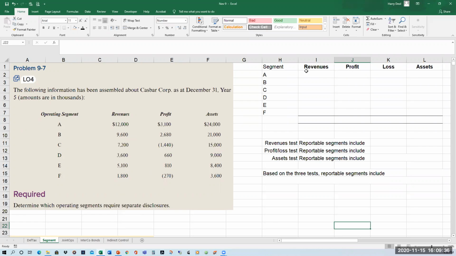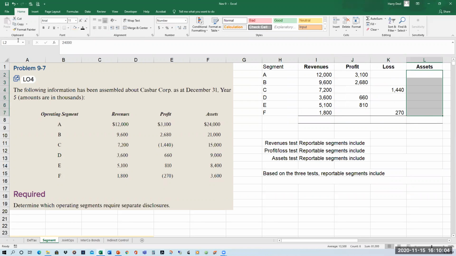So what I've done here is reproduce the information pertaining to the revenues. So copy the revenues, split the profit numbers from the losses. So the profitable segments and the loss-making segments. And notice that I removed the sign. I'm taking the absolute values here. So I did not put a negative before the losses. And likewise for the assets.